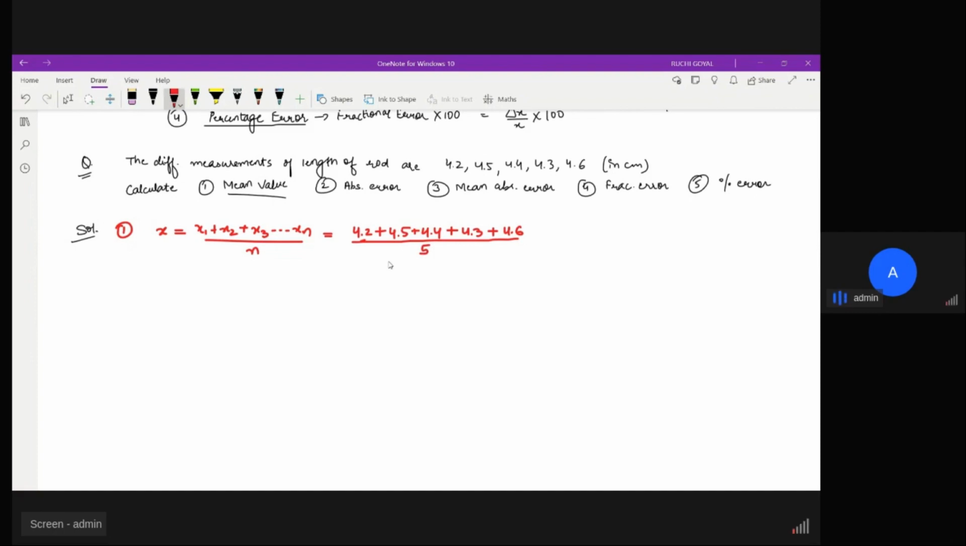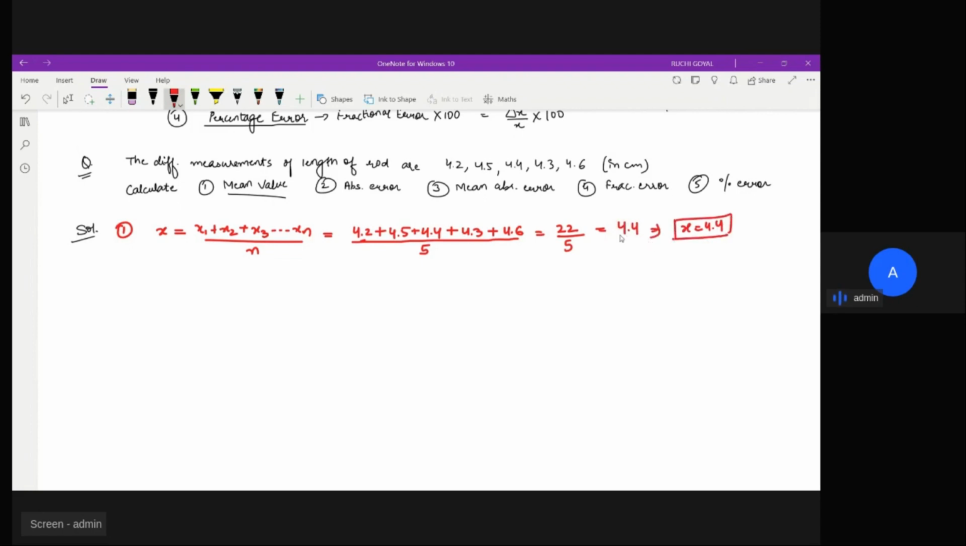So how will you calculate it? You have to sum all the values: 4.2 plus 4.5 plus 4.4 plus 4.3 plus 4.6. After adding all the values, we get 22. So you have to divide 22 by 5, and it is 4.4. So this is the mean value. This is the answer of the first one.